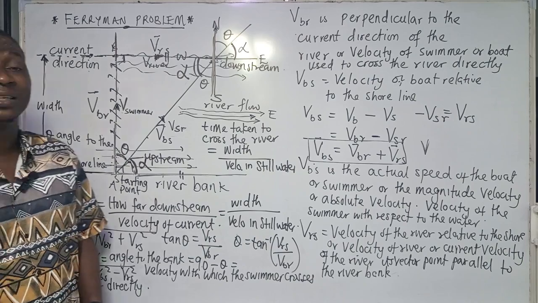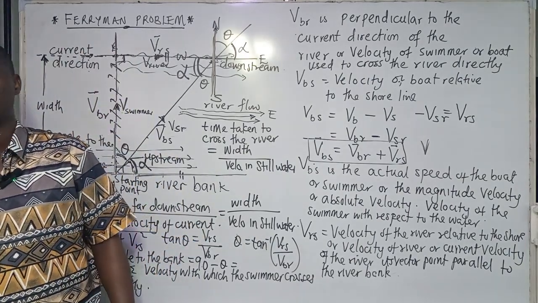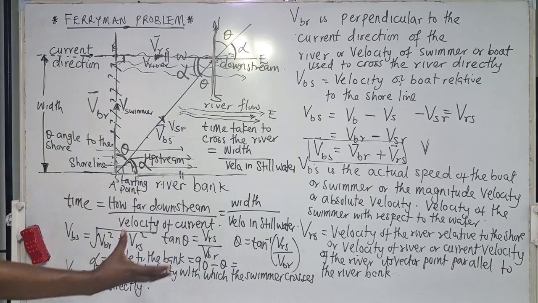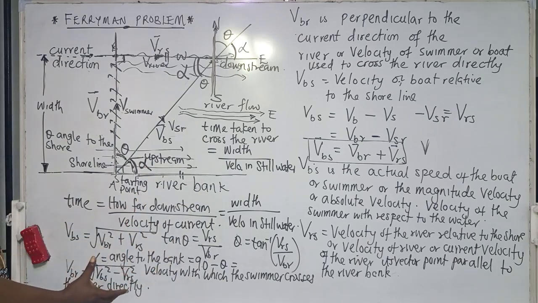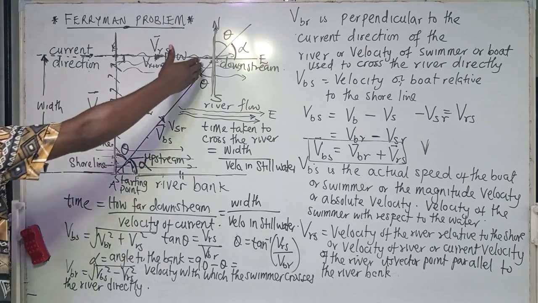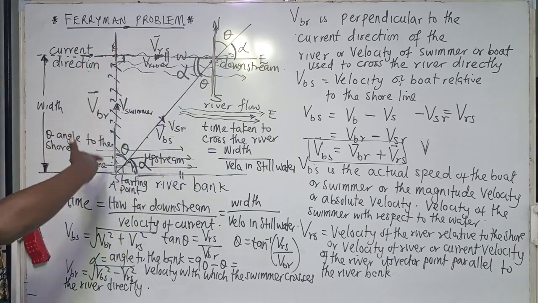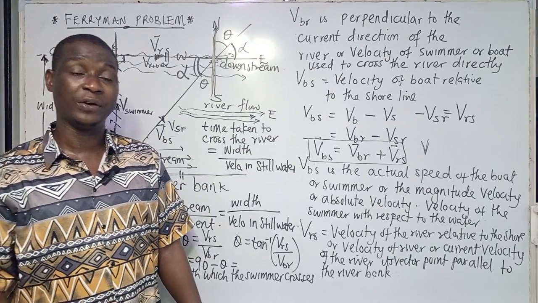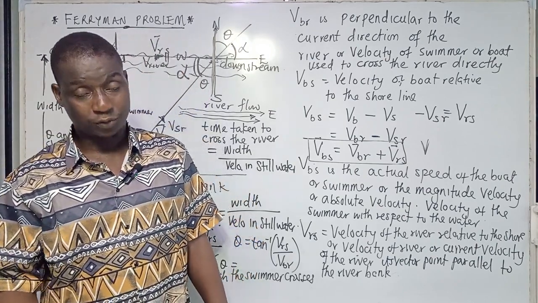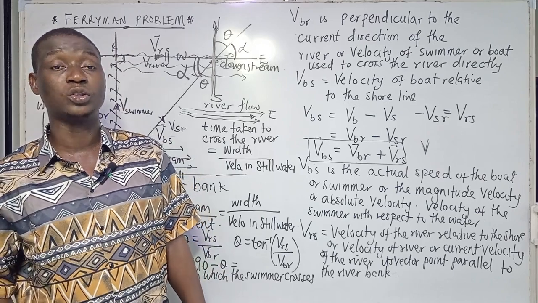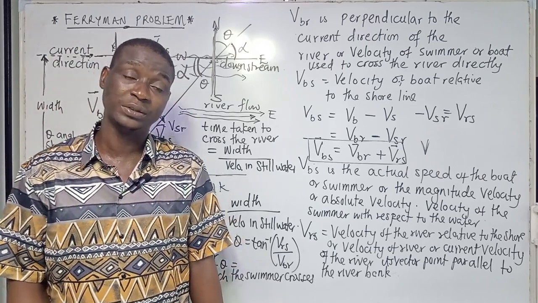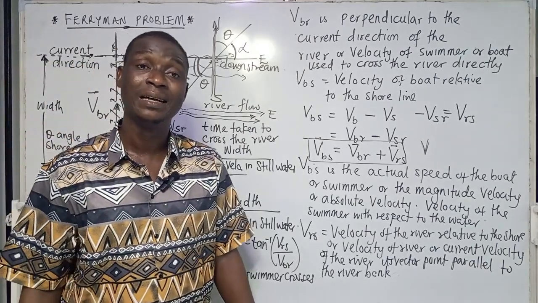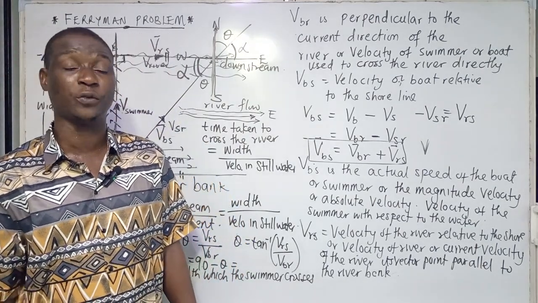So I believe you enjoyed it. We are going to solve more questions in our next class to balance the understanding of what we have talked about concerning the ferryman problem. We talked about the upstream, downstream, the bank. We talked about velocity of boat related to the river, velocity of river related to the shore, which is the velocity of the current. We have talked about the velocity of the swimmer related to the river, or the velocity of the boat related to the river, which is perpendicular to the current direction of the river.